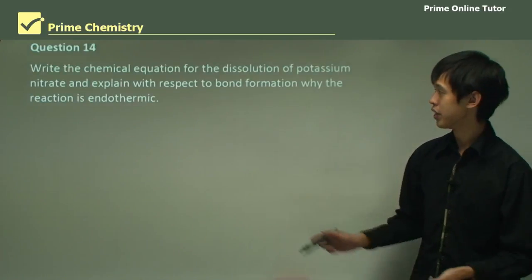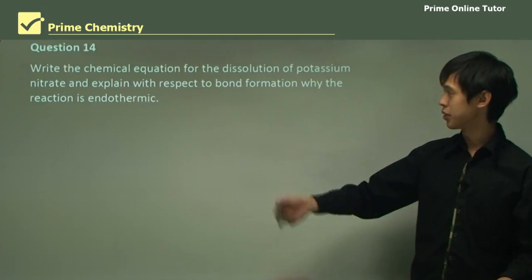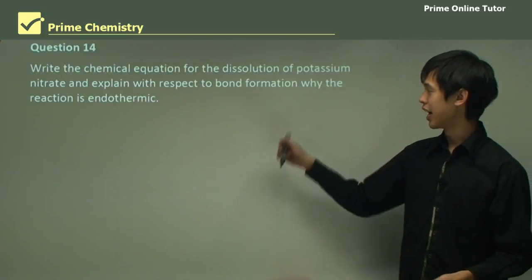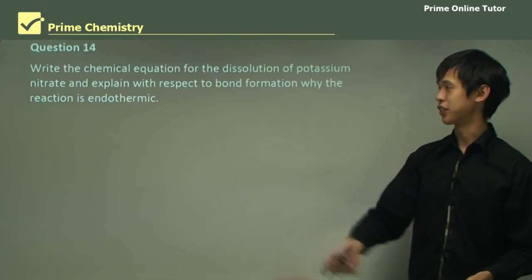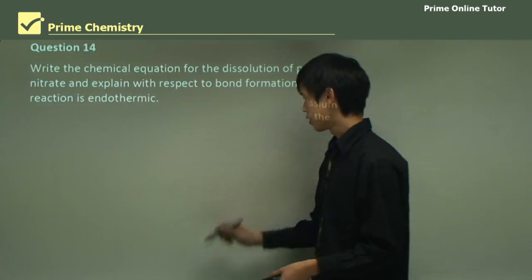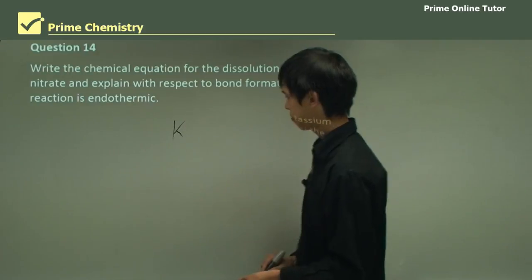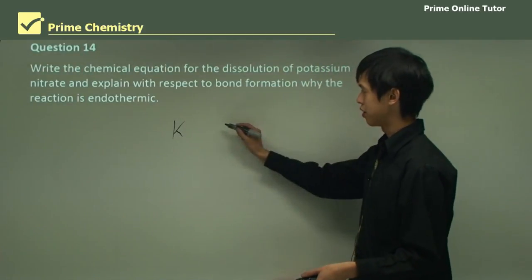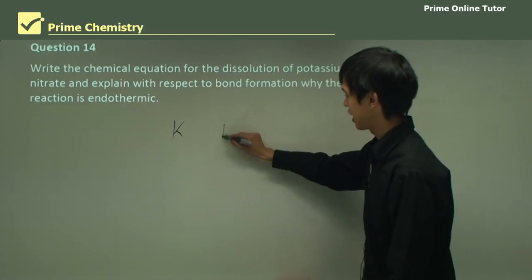So question 14, write the chemical equation for the dissolution of potassium nitrate and explain with respect to bond formation why the reaction is endothermic. Okay, so here we go. So we know potassium is K. And we may or may not know this, but nitrate is NO3.